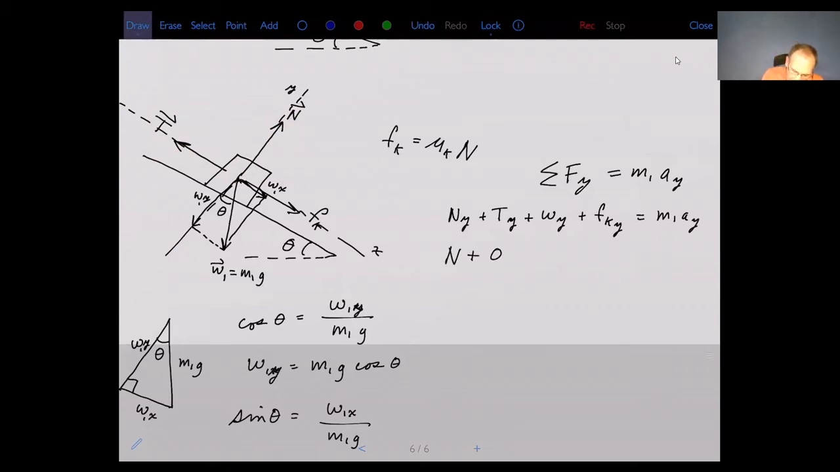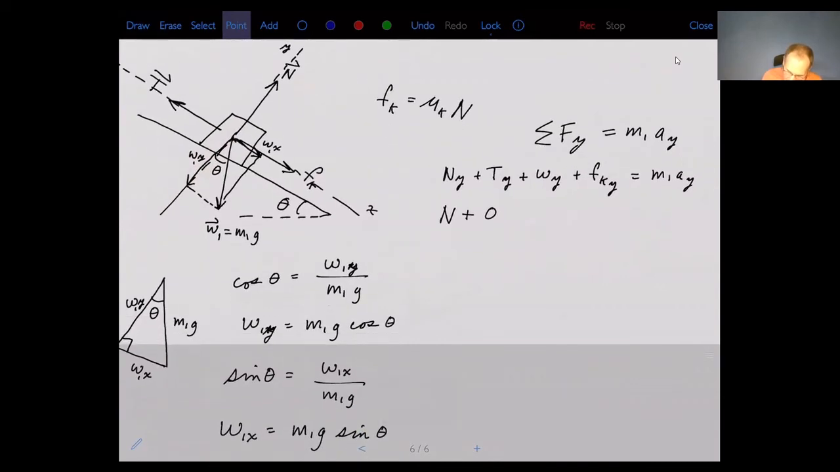If I look at the y component of the weight, all of it is acting, but in a negative direction. And we just calculated it earlier. It was this, right? W1y is m1g cosine theta. And it's acting in a negative direction, right? So it's negative m1g cosine theta. And then how about the kinetic frictional force? How much of that is in the y direction? None of it, right? It's all in the positive x. So this is plus 0.